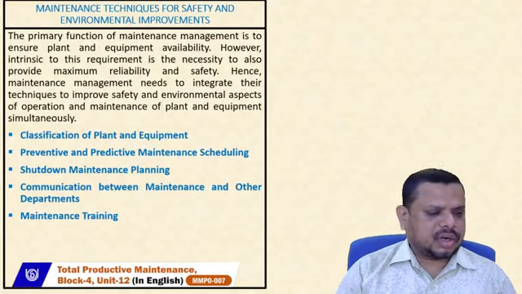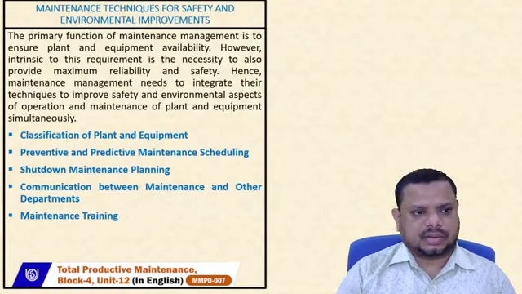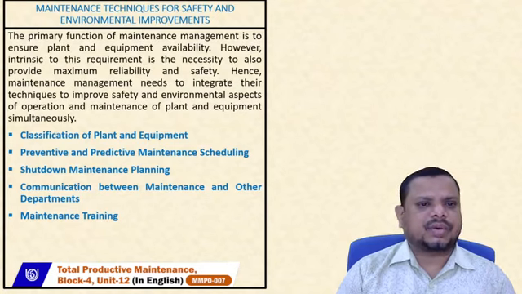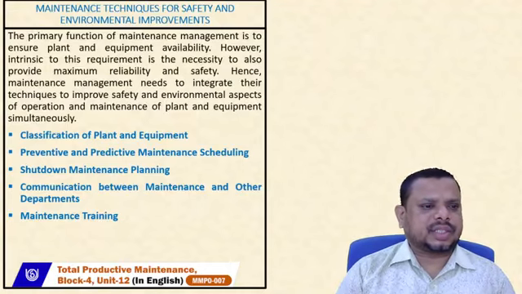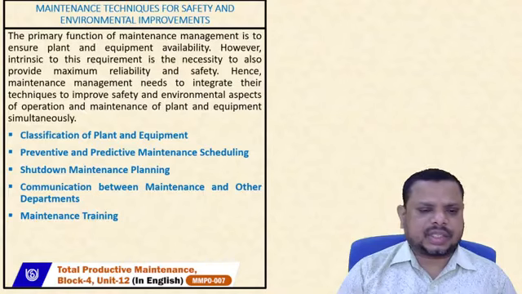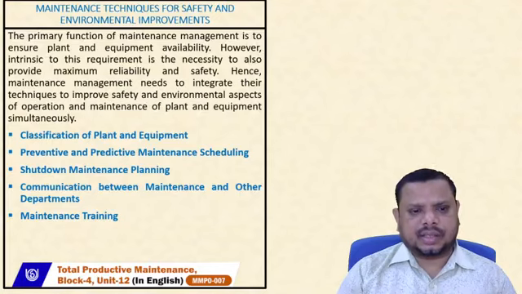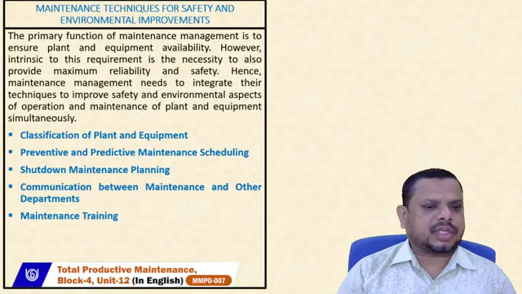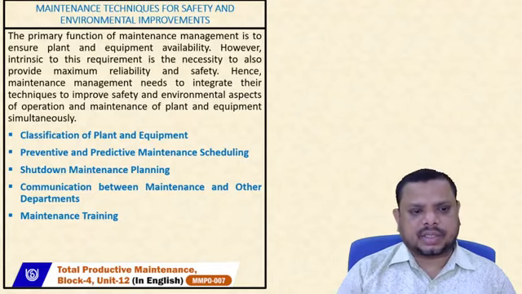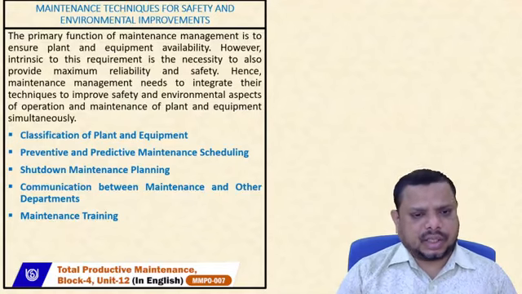The first important function of these techniques for safety and environmental improvement is that maintenance management ensures plant equipment availability. This is known as the primary function of maintenance management departments. But if you go for the necessities, it must also provide maximum reliability and safety to that particular department. And maintenance management needs to integrate the techniques to improve the safety and environmental aspects of operation and maintenance of plant equipment simultaneously.